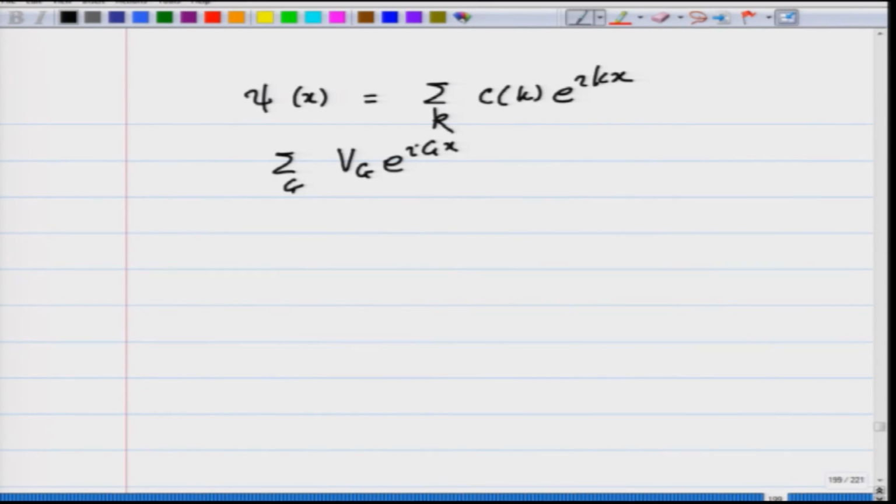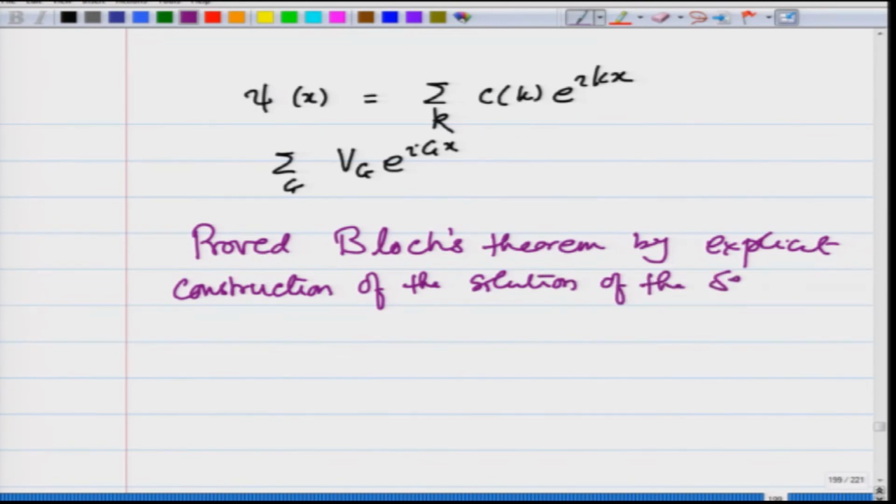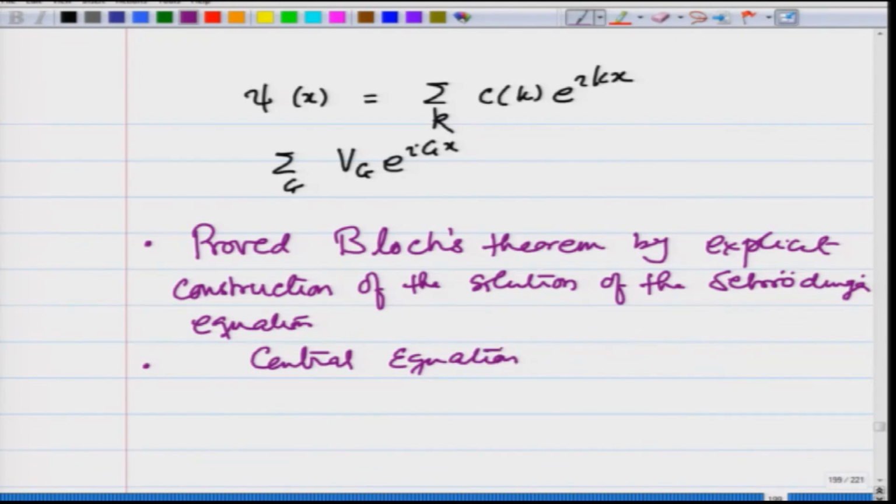So, what I have done in this lecture is proved Bloch's theorem by explicit construction of the solution of the Schrodinger equation, and also as a result got the central equation, which when diagonalized gives you the energy eigenvalues or the bands.